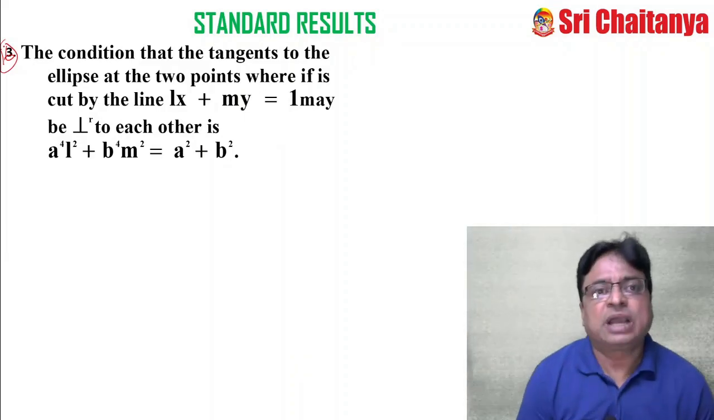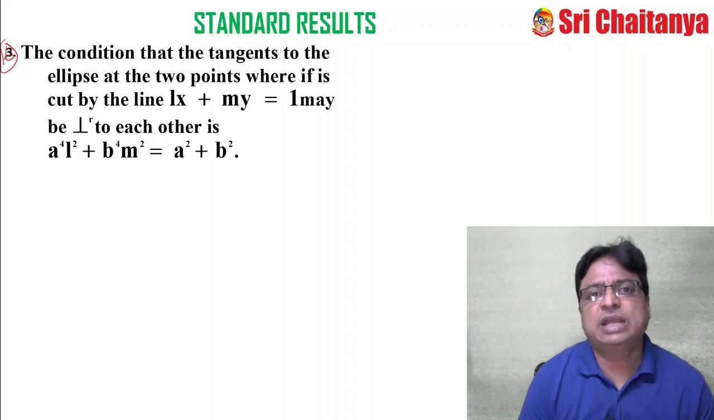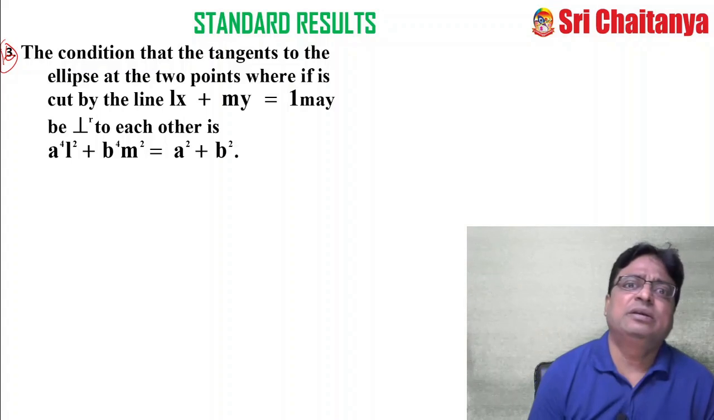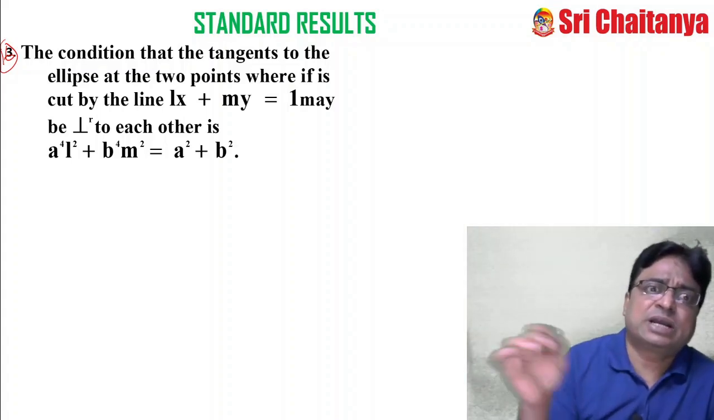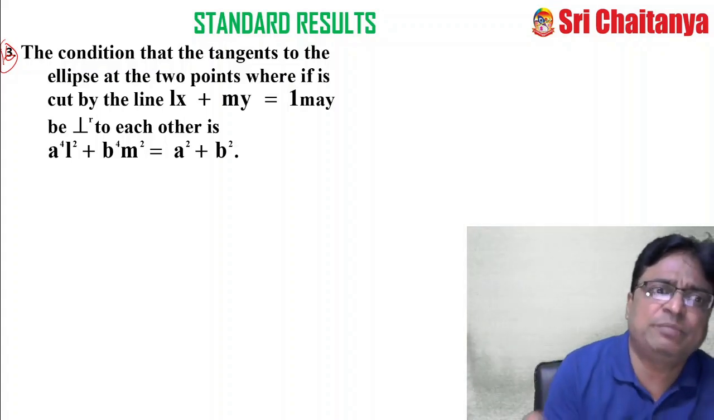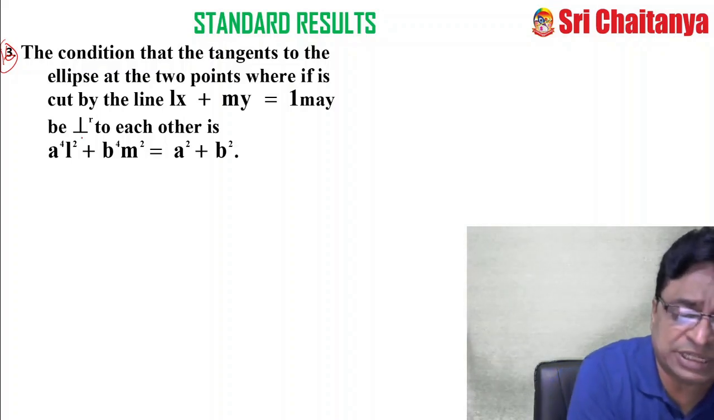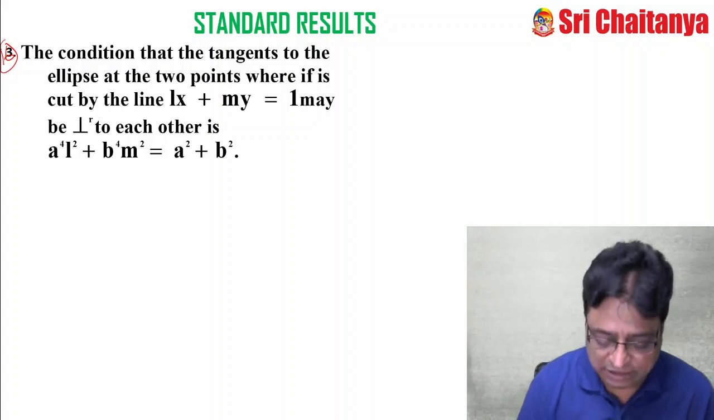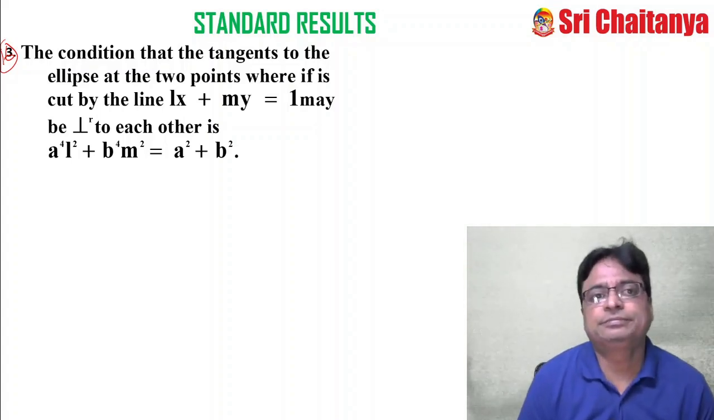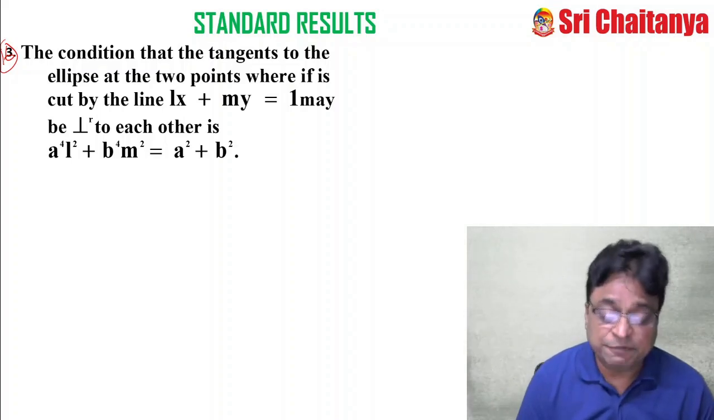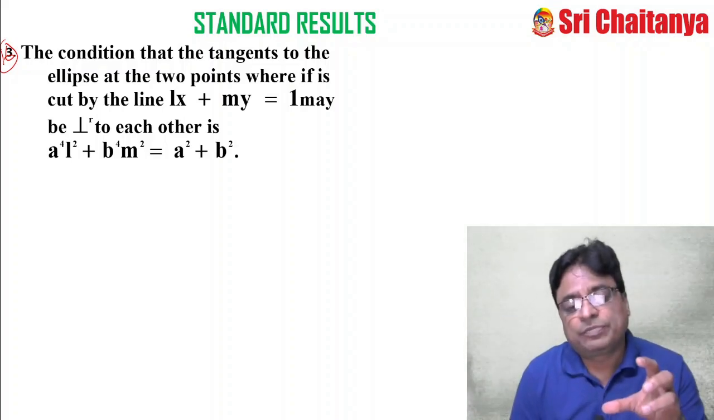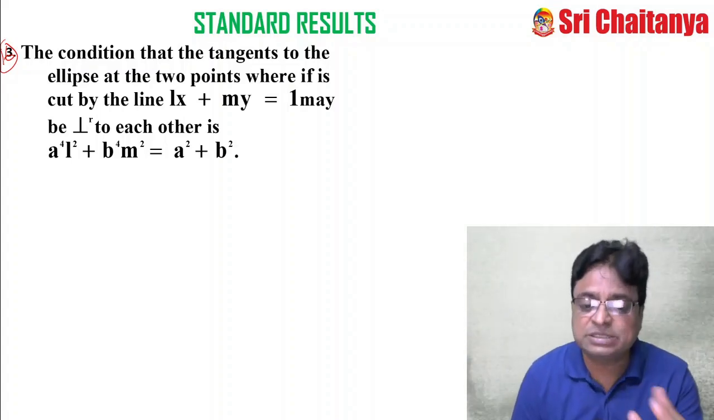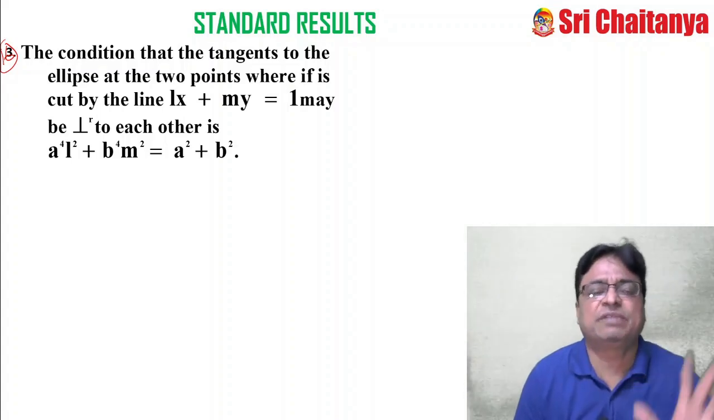See, the condition that the tangents to the ellipse at the points where it is cut by the line lx plus my equal to 1 may be perpendicular to each other. See, it is a relatively lengthy problem. But here I am giving some trick for you. If you master that trick, then the problem is nothing for you.